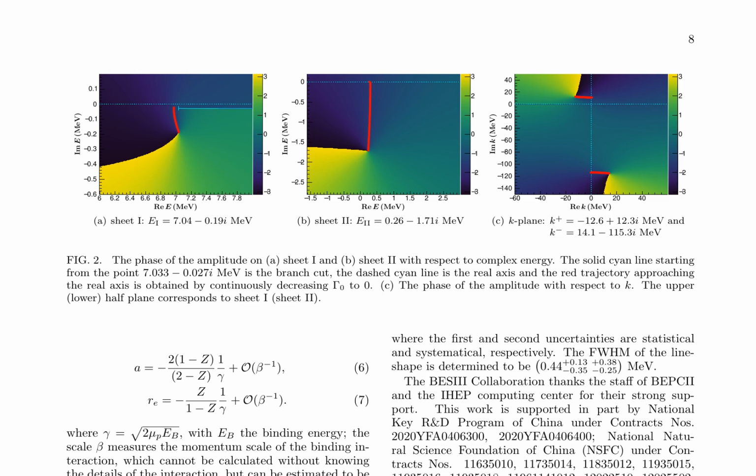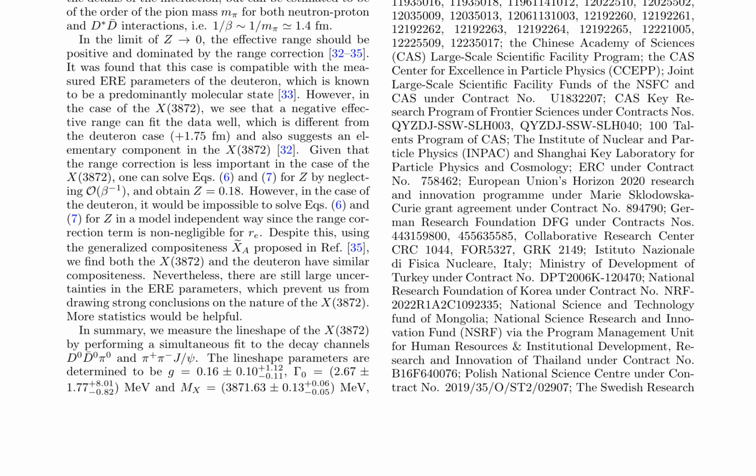However, for the X(3872), a negative effective range can fit the data well, suggesting an elementary component. By neglecting the O(beta) term, the authors solve for z and obtain z equals 0.18. The generalized compositeness approach reveals that both the X(3872) and the deuteron exhibit similar compositeness. Despite large uncertainties in the ERE parameters, this study provides insights into the nature of the X(3872).